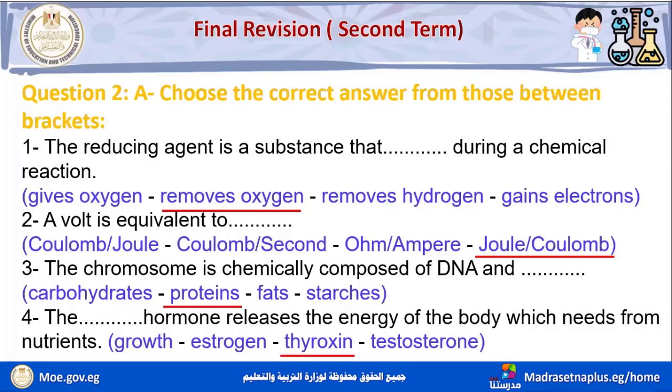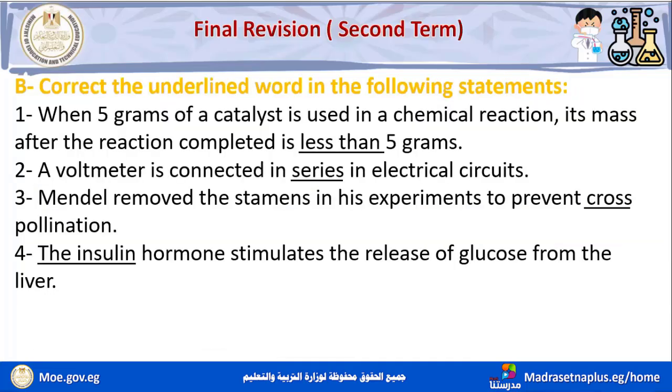The thyroxine hormone releases the energy of the body which needs from nutrients. Letter B, correct the underlined word in the following statements. Question number 1, when 5 grams of a catalyst is used in a chemical reaction, its mass after the reaction completed is less than 5 grams. Its mass after the reaction completed is equal to 5 grams.